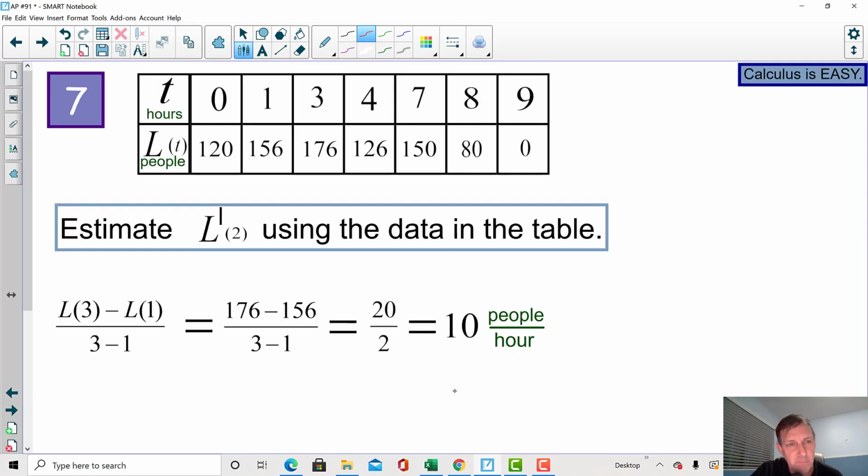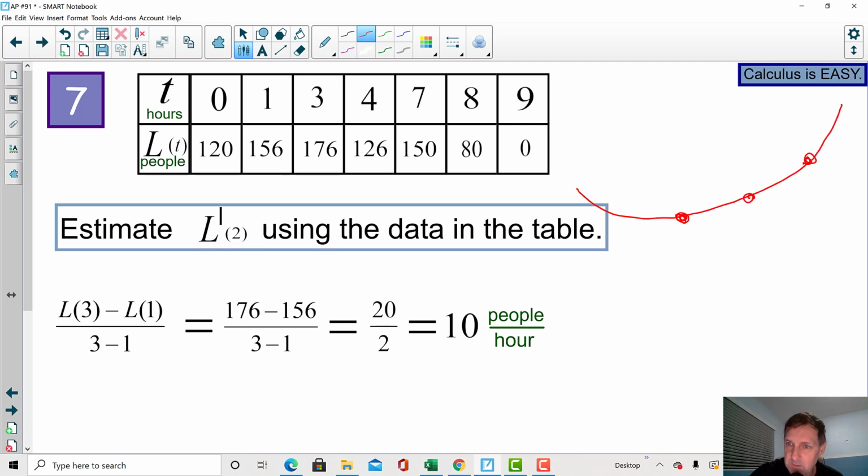Okay, for number 7 and 8, we're doing the same example. It's just going to be a slightly different question. So you can see here we have the time is hours, and L of t is measured in people. And here it's asking us to estimate L prime of 2. Now what we're actually going to do on this one is we're going to say, all right, well, when t is 1 and when t is 3, the curve might do something like this. Just as an example, it might do something like this.